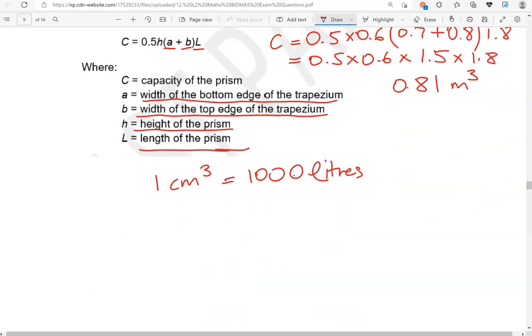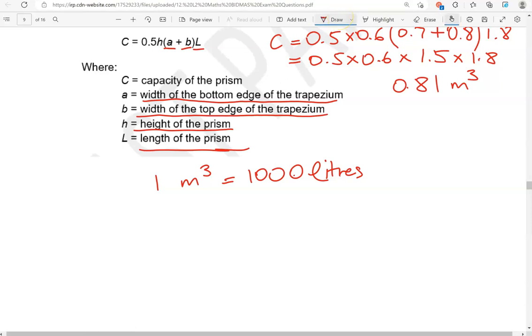So this was supposed to be 1 cubic meter. I said a cubic meter, but for some reason I wrote cubic centimeter. So 1 cubic meter is equal to 1,000 liters, and we could convert this now.